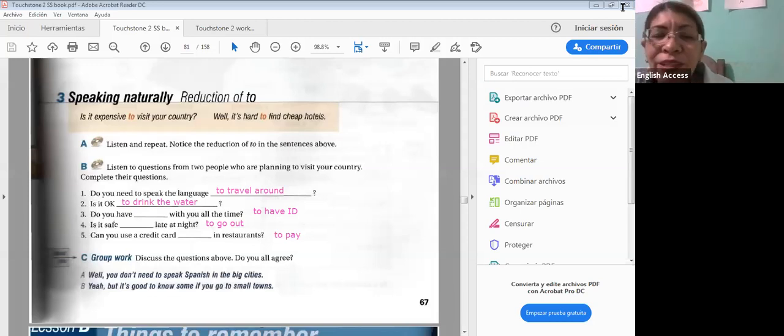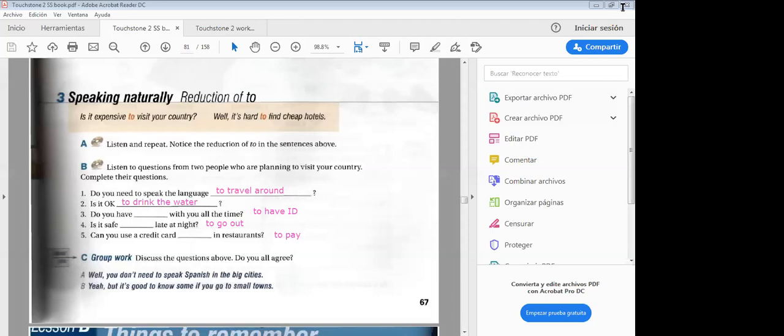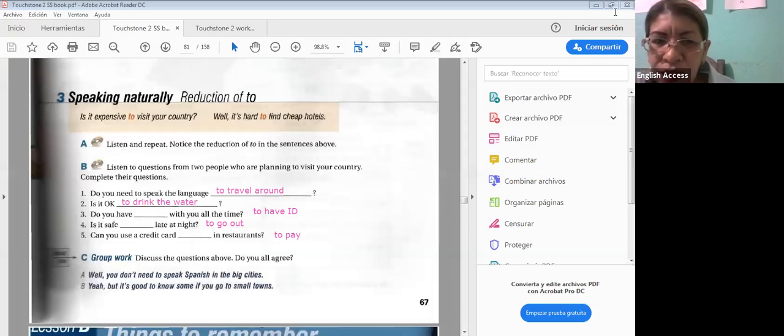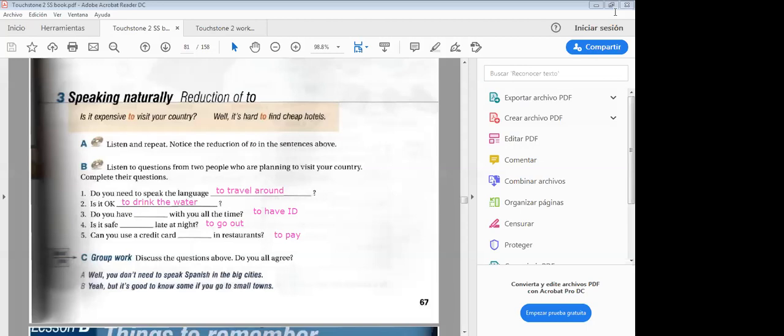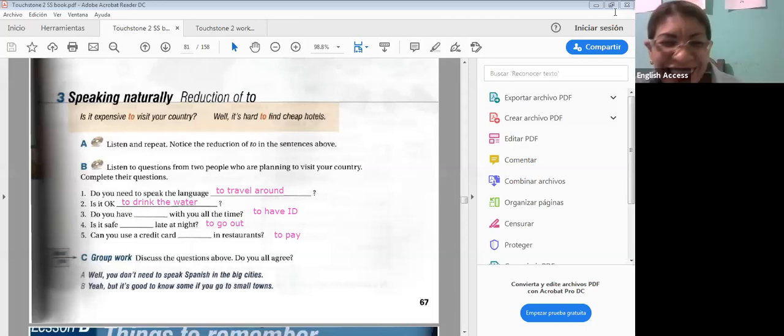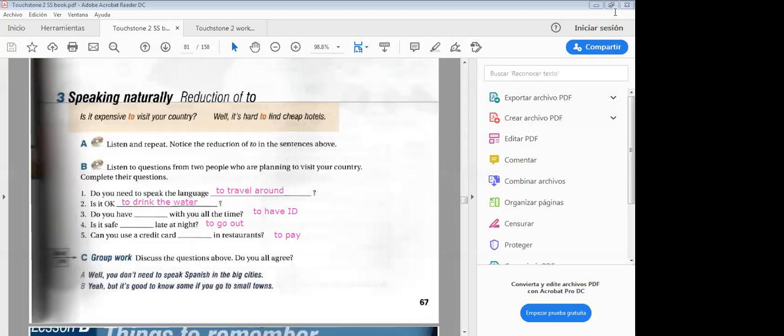Now pay attention to the question. Do you have to have ID with you all the time? If you are a tourist, is it necessary to carry your ID with you all the time? Yes, it is necessary. Okay, continue, please. Is it safe to go out late at night? It depends. If it's here in Acapulco, I don't know. Maybe in another country, yes. Okay. Can you use a credit card to pay in restaurants? Yes, you can. Okay, now it's your turn, Jesus.